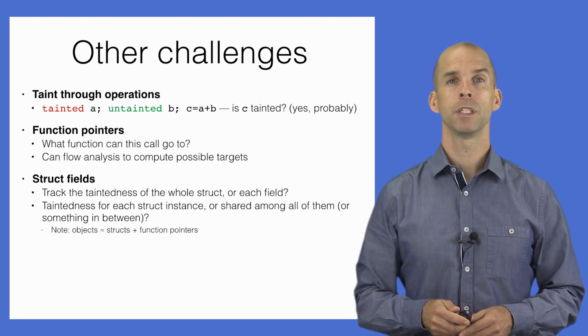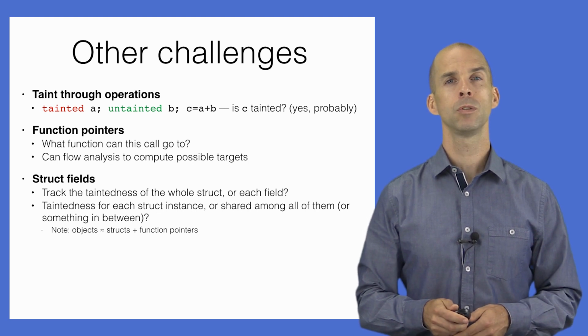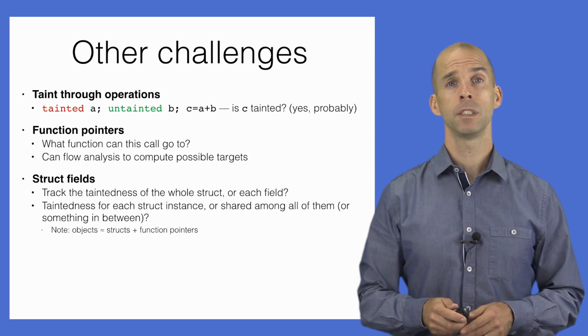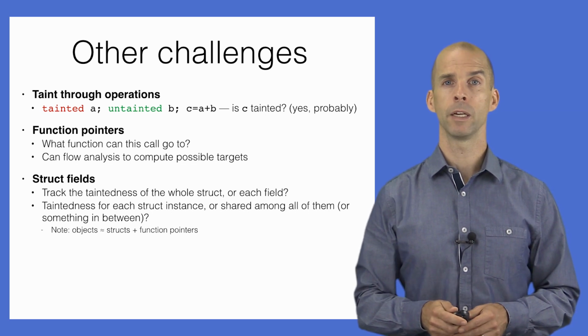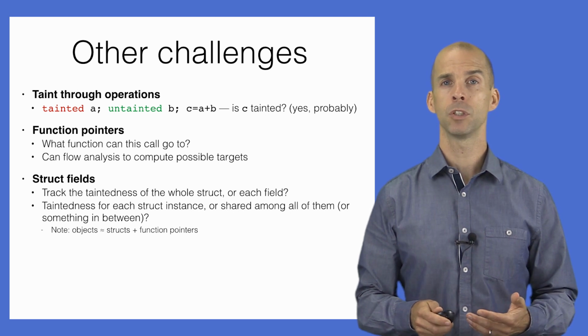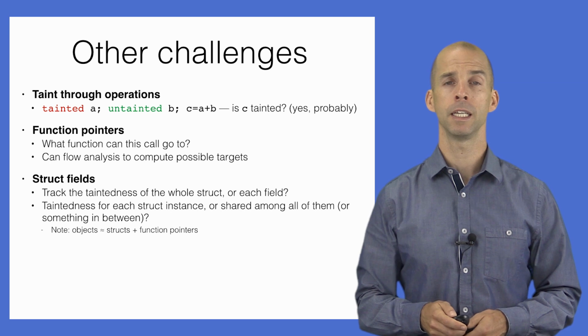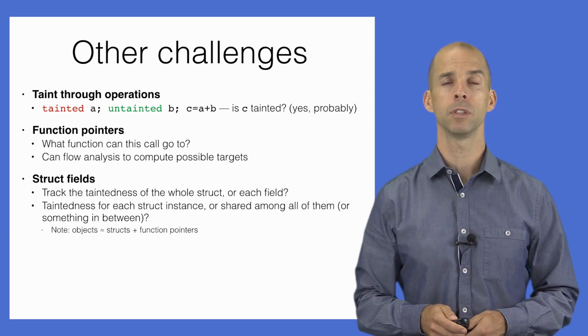An in-between position is to analyze only the taintedness of the struct as a whole, or to do so for only some of its fields. Note that these decisions are relevant to object-oriented languages. You can view objects as a struct containing function pointers, and so the trade-offs we've just considered apply in the analysis of object-oriented languages.